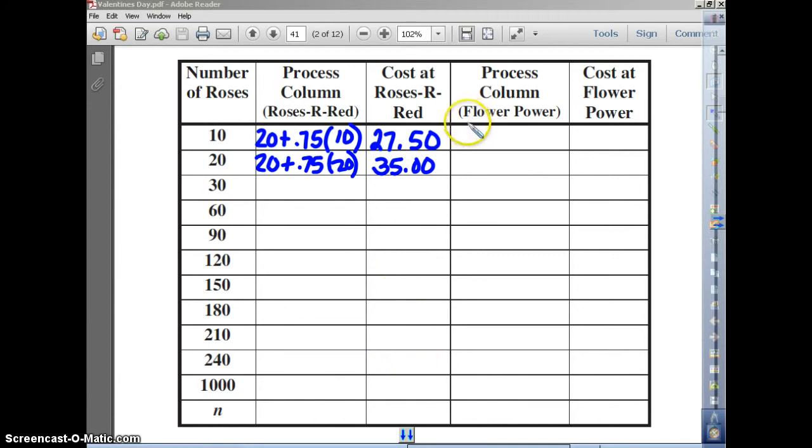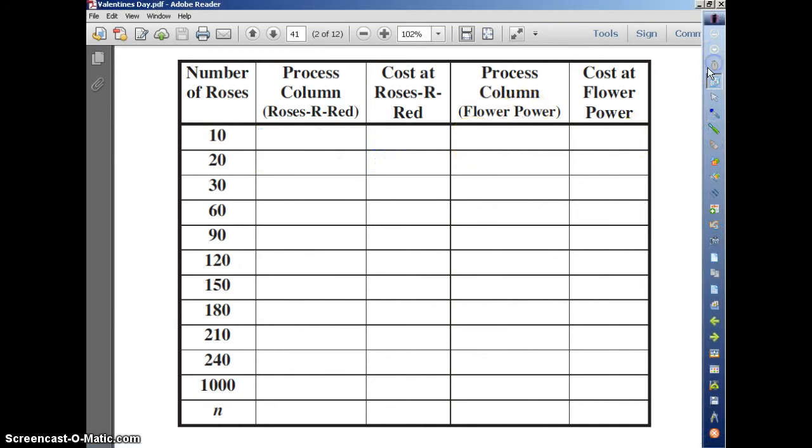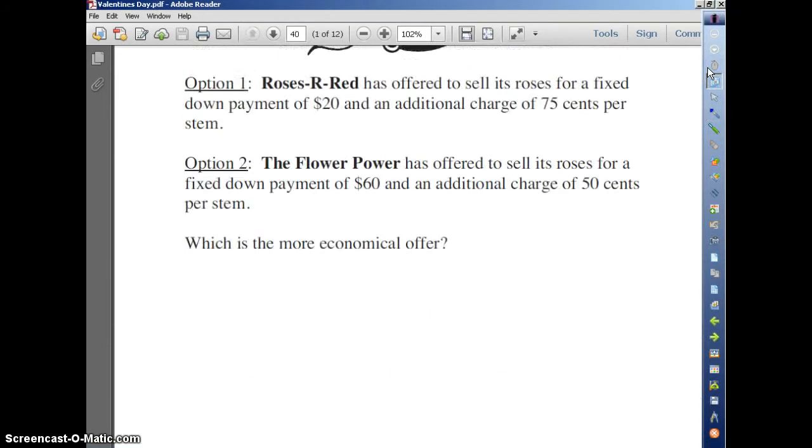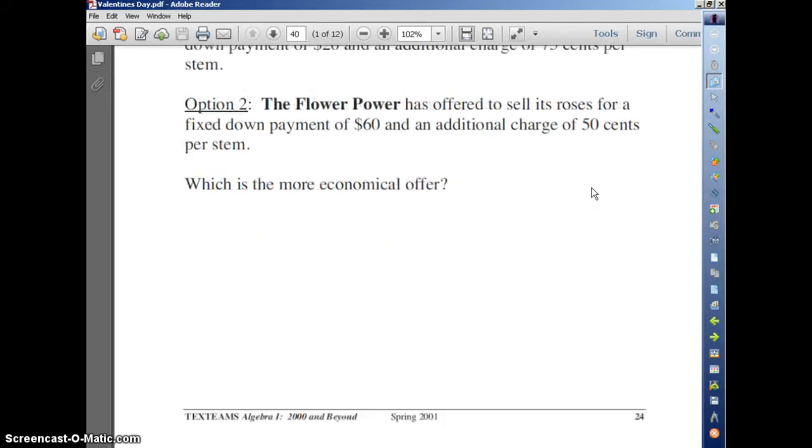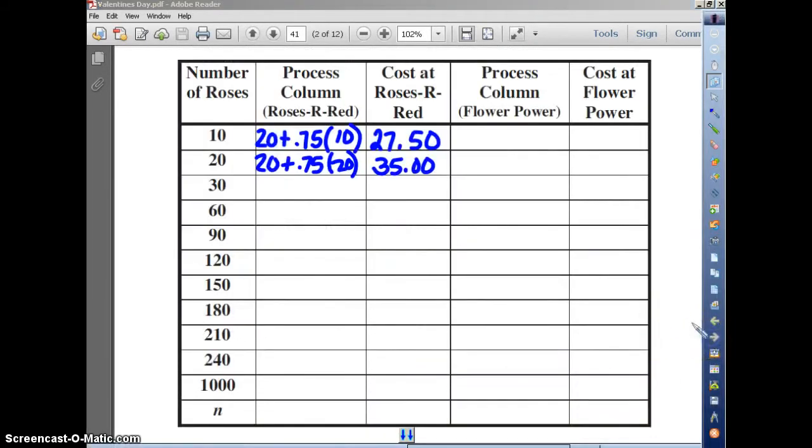Okay? Let's look at the process column for Flower Power. Let me go back and see what they said. Flower Power said they're going to charge $60 down payment, but 50 cents per flower. So let's do that. $60 down payment for Flower Power, but they're only going to charge 50 cents per flower. And we're going to buy 10 flowers here. So if you take 50 cents and multiply by 10, you've got $5. $5 added onto 60 is $65.